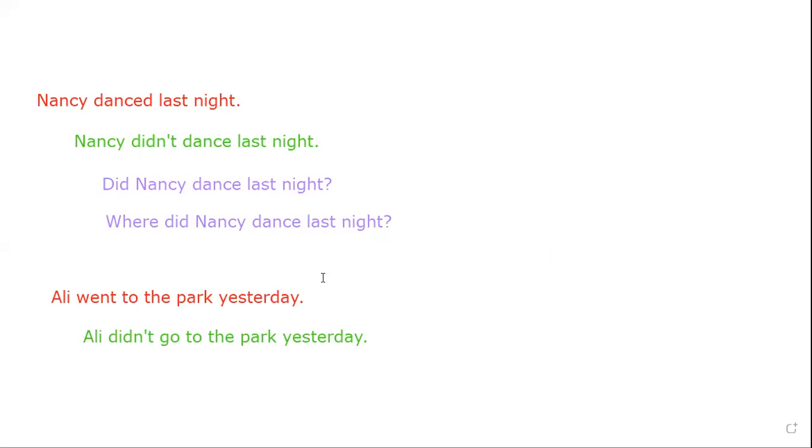Yes, miss. Let's change the second sentence to the interrogative form. Ali didn't go to the park yesterday. This is negative. We did it in the negative. Ali, we want it in interrogative form now. Ali did not go to the park yesterday. It's the same. You didn't change anything. It's still in the negative. We want it as a question in the interrogative.